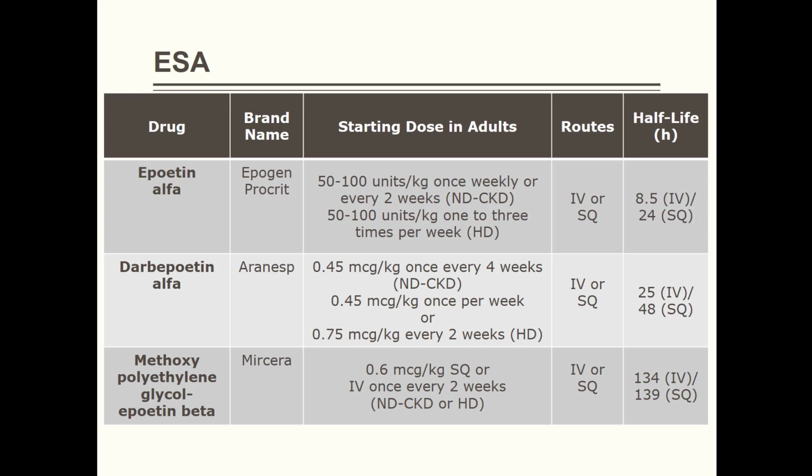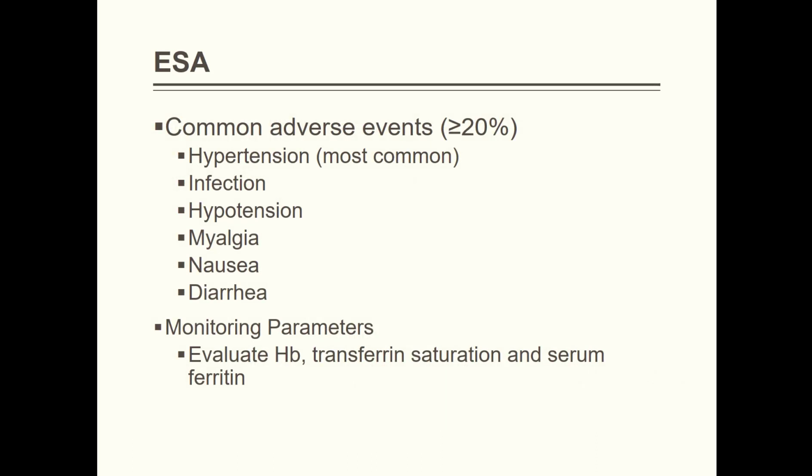You can give the ESAs through IV or subcutaneous. Darbepoetin alfa is given less frequently because of the longer half-life compared to epoetin alpha. The longest half-life for ESA is Mircera. Again, this should be a review for you.